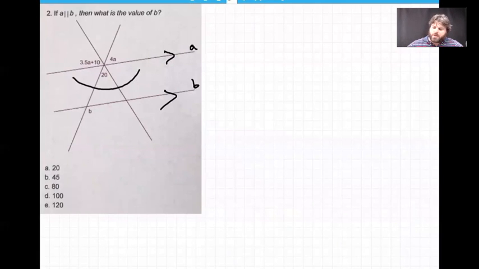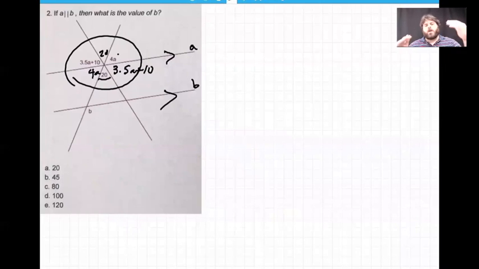So what we're going to do is try to figure that out. First off, I see a bunch of stuff right here in this circle. I think what I could do is realize that if this is 20 right here, then this has to be 20 because it's a vertical angle. If this is 4A here, then across the way should be 4A, and if this is 3.5A plus 10, the same goes for the one across from it because of that vertical angle. All those angles across the way from another set of lines like that are going to be equal to each other. Those are vertical angles, okay?